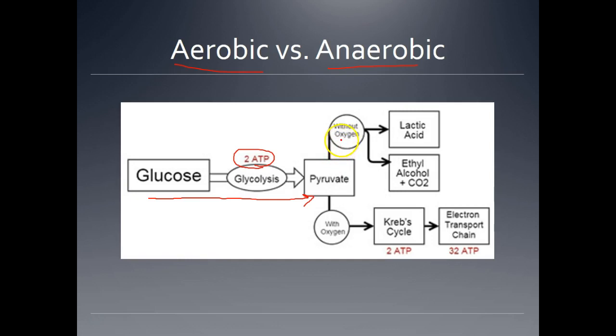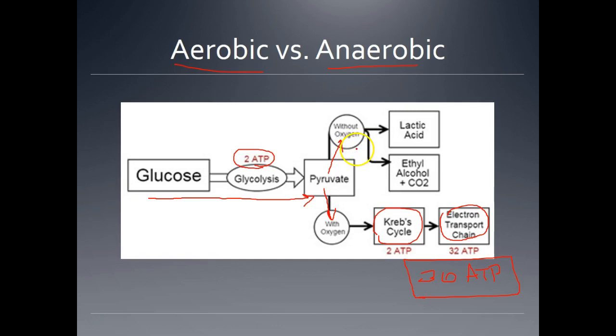Now, if oxygen isn't present, the pyruvates will branch this way, and if oxygen is present, the pyruvates will branch this way. If oxygen is present, the rest of cell respiration will take place, which means the prep step will happen, Krebs cycle will happen, ultimately the electron transport chain will happen, and we will produce that total of 36 total ATPs. That's a lot. That's best case scenario. Oxygen is present, we produce 36 ATPs.